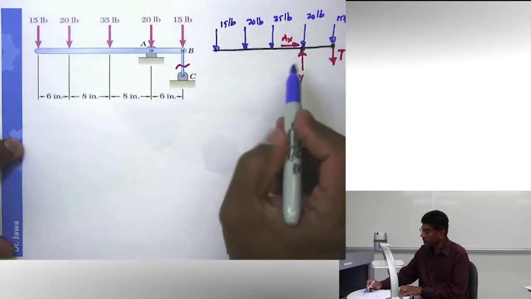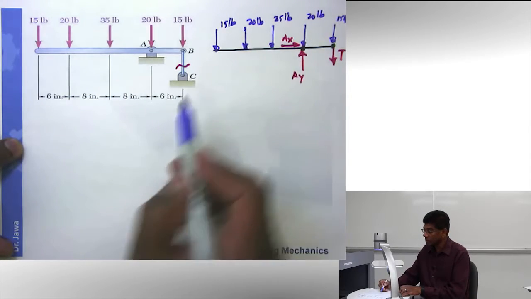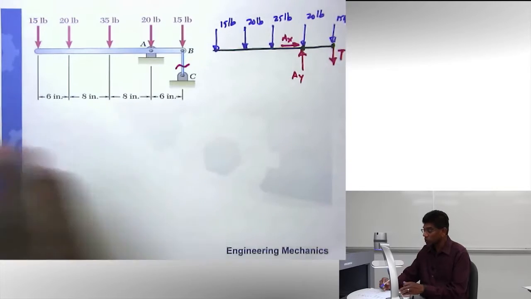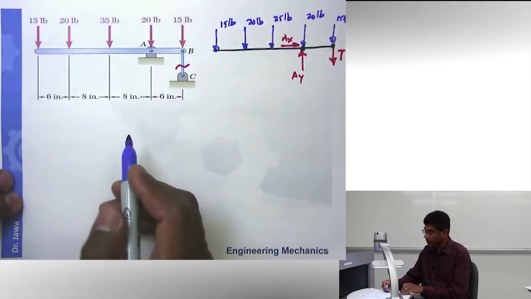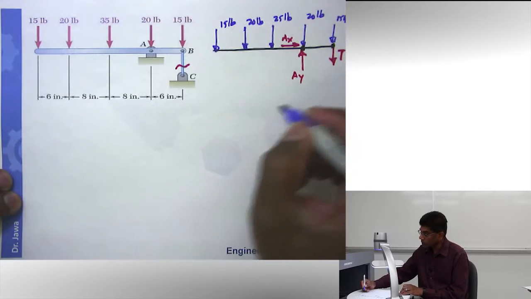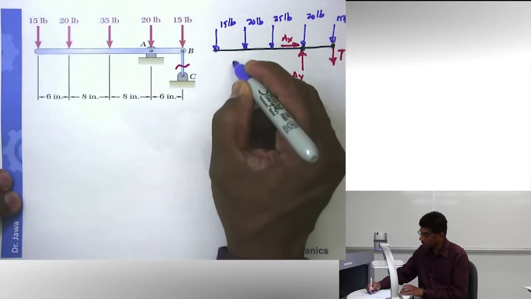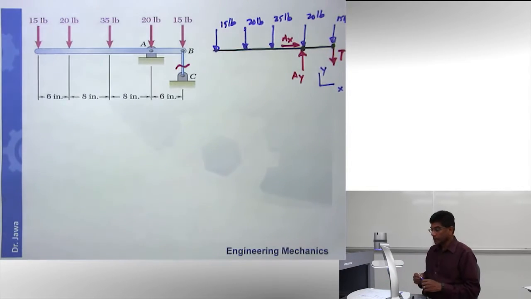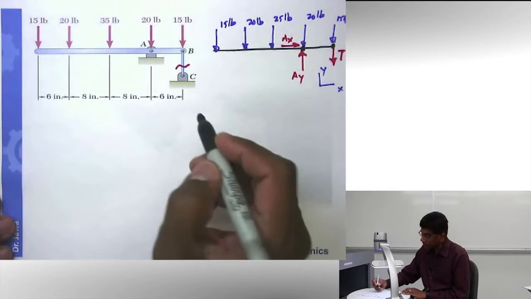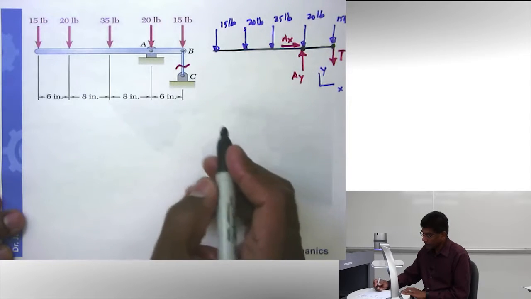So I have freed the body. I have shown the support reactions. I have shown all the external loads. All the forces are shown and labeled, and my critical dimensions are right here. And the only thing that I have not shown is a coordinate system. So I'm going to say my coordinate system is going to be this, x, y. All right? Now, that's a complete free body diagram. And with that information, I can move on to the next step.